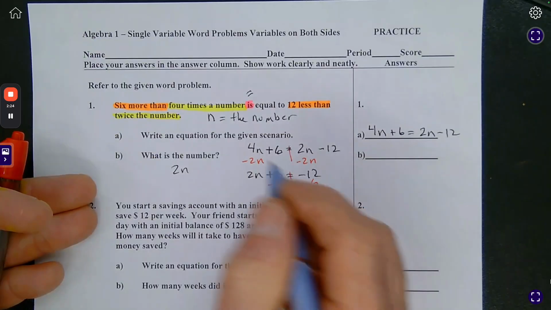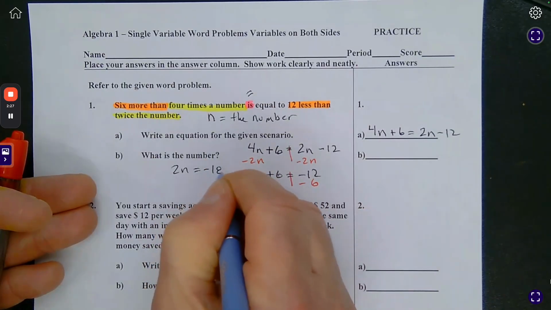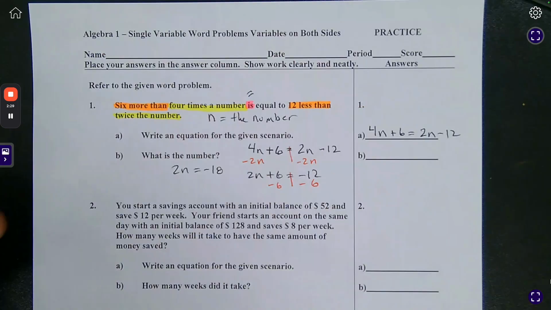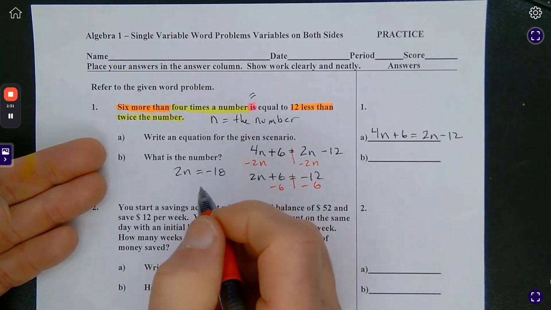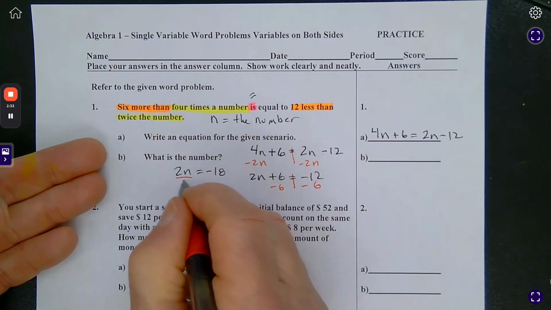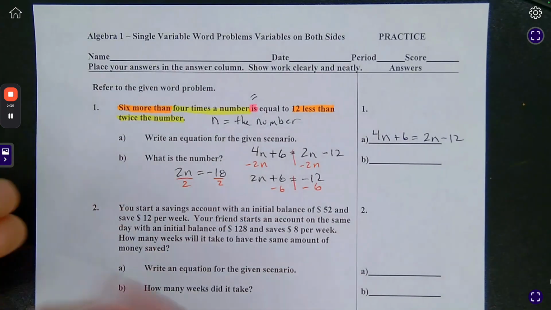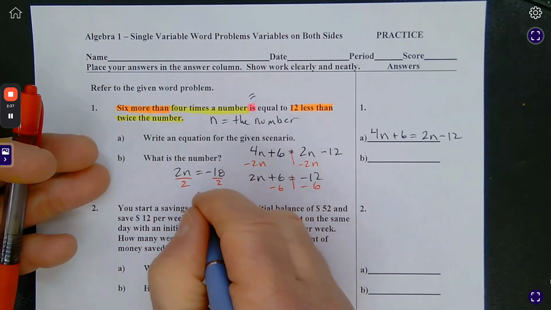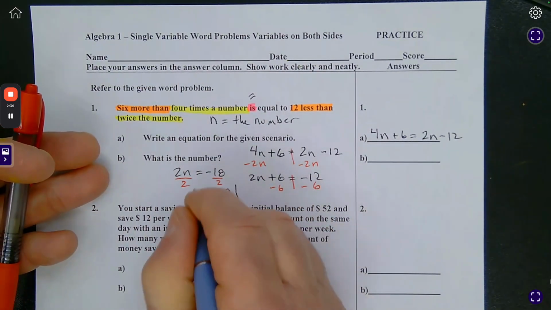Negative 12 minus 6 equals negative 18. And then the last thing I'm going to do is divide by positive 2. And now I have n equals negative 9.